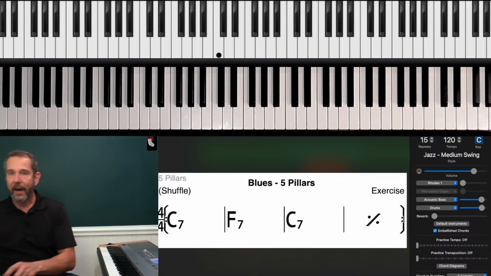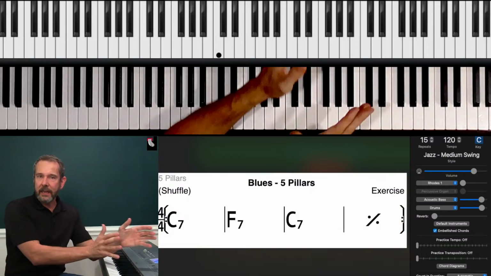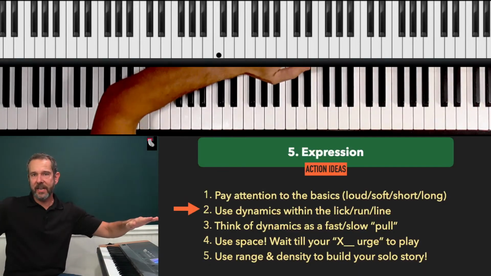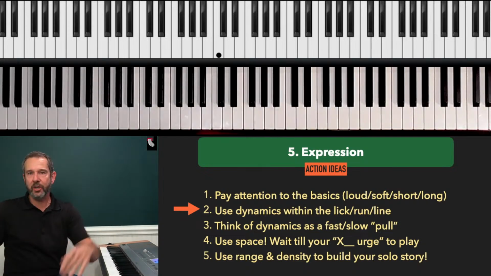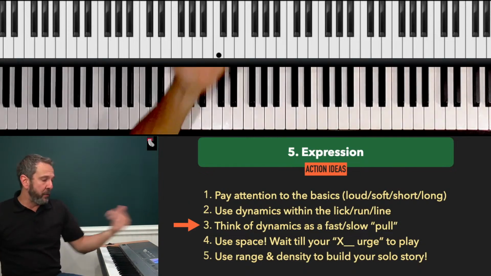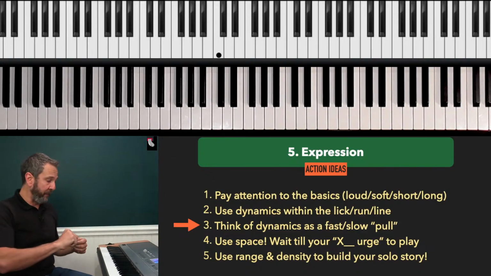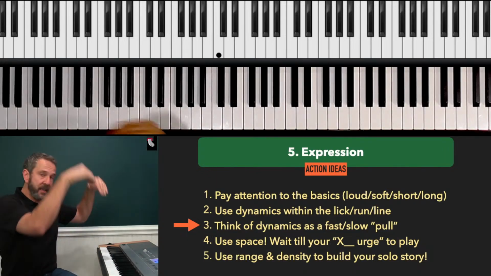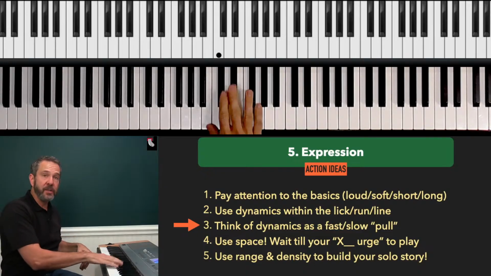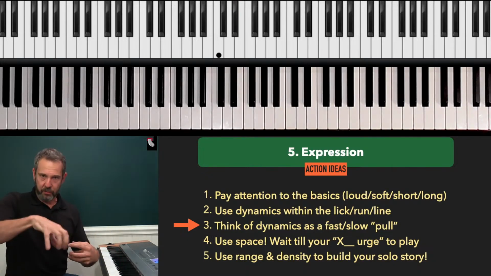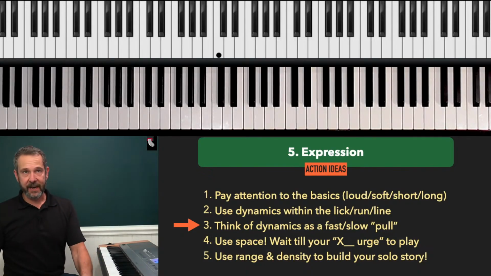Right? So notice when I'm improvising a line there, a lick, a run, whatever, I'm not playing it all flat at the same volume, right? I might shift that volume. Think of your dynamics as fast, slow with the pull, right? If you want to play loud, don't think it's like a push down harder. No, it's pulling faster. So think of that push-pull, that grab technique when thinking about your dynamics.